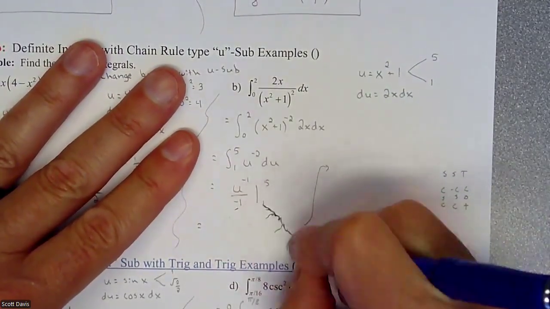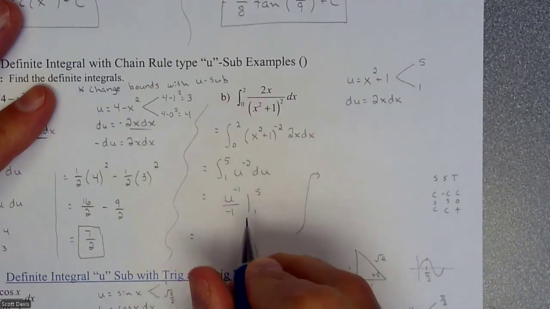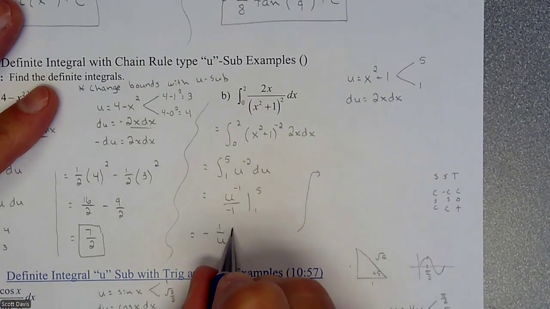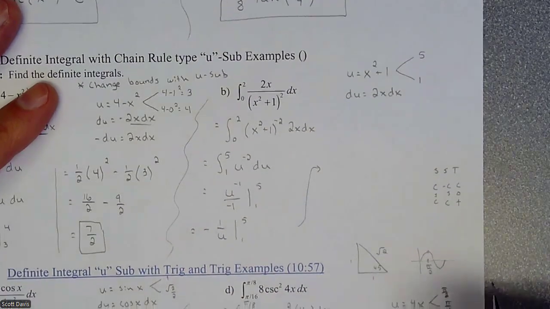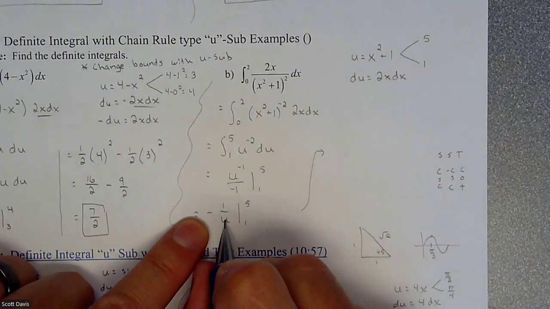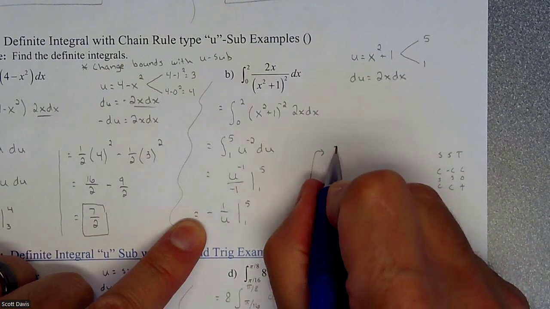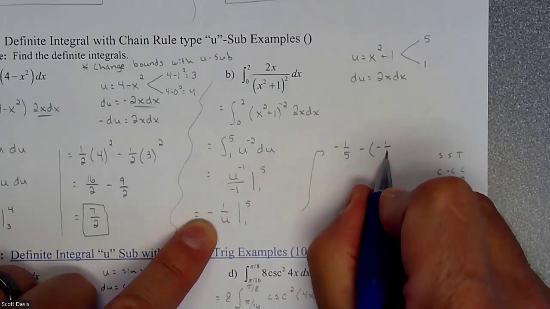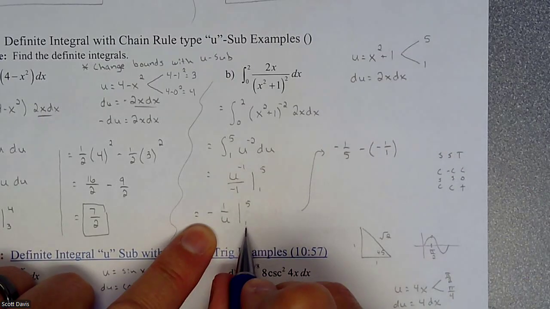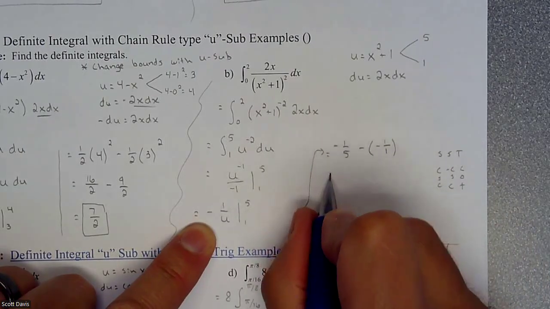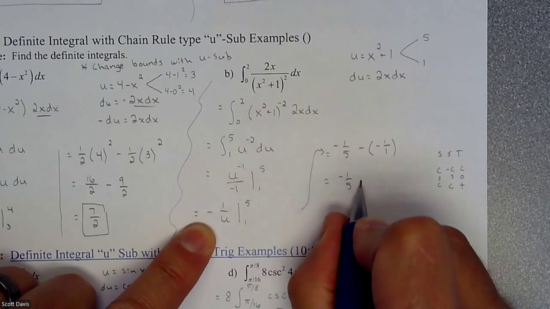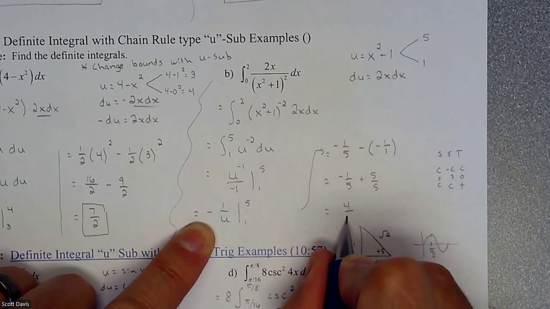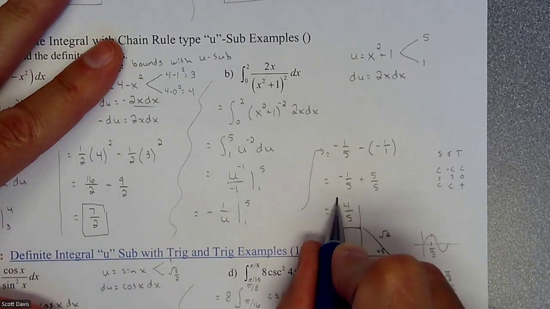Sorry about that. Let's clean this up here a little bit. So this is really going to become a negative 1 over u is really what we're going to be plugging our values into. So that's going to get us a -1/5 minus a -1 over 1. All right. And then I'll clean this all up. This is -1/5 plus, might as well make a 5/5 out of that, which gives us a 4/5 as our answer.